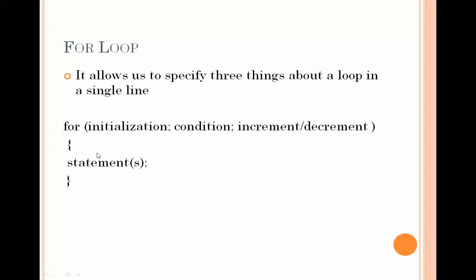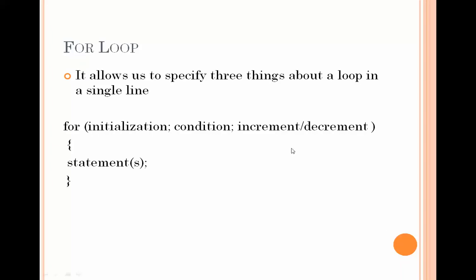How a for loop works is like this: first it will initialize a counter, then it will check the condition. If the condition is met, it will enter the block. If it is not met, then it will exit the block, which means it will exit the for loop. If the condition is true, it is going to execute the statements within the block, and at the end of the block it will come back and increment or decrement the counter which we have initialized.